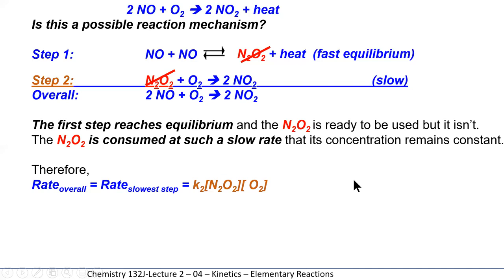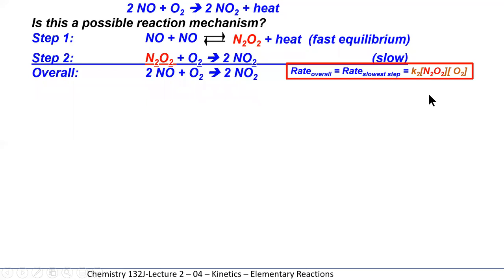Now, the overall rate is going to equal the K2 value times the concentration of N2O2 times the concentration of O2. Again, that's this slowest step. We do not use the overall equation. We use the elementary step happening, which is slowest. So there is K2. So K2 is the forward rate, again, of the second step.